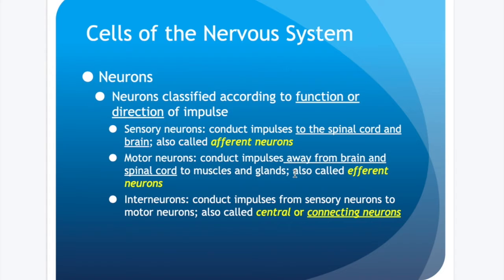Interneurons are going to connect and send signals from sensory neurons to the motor neurons. So an example would be if you put your hand on a hot stove. Let's say you were cooking something, you turned the burner off, you forgot it was hot, and you hit it with your hand. Well, if you put your hand down, your immediate reaction is going to be to pull it away, hopefully before you would actually get burned.